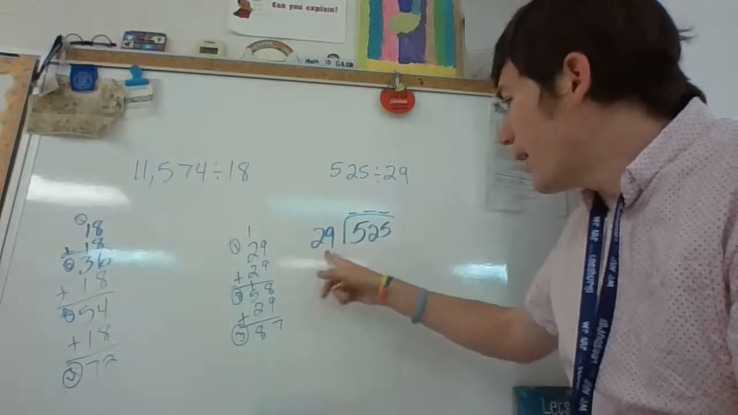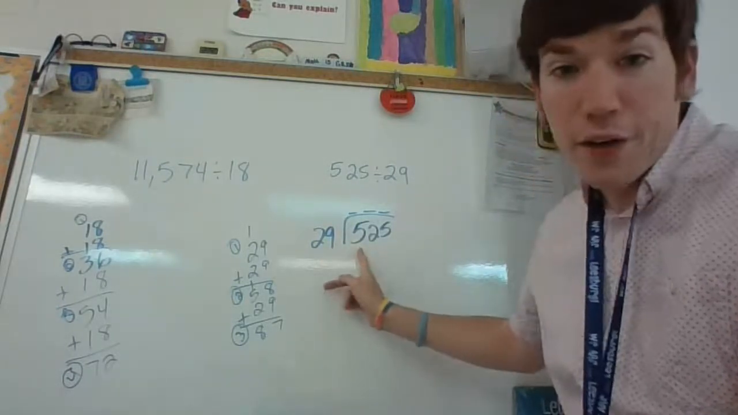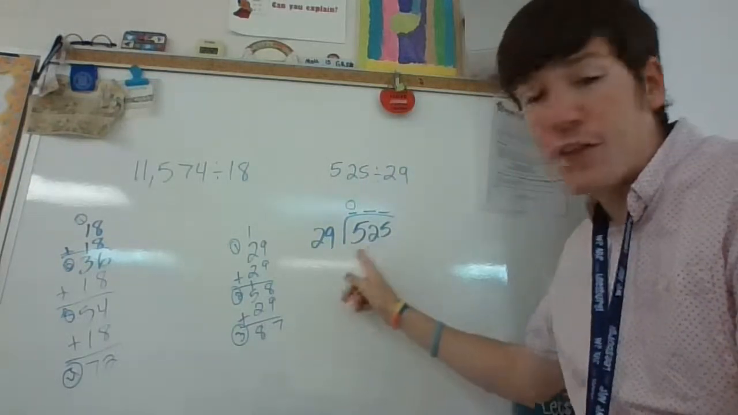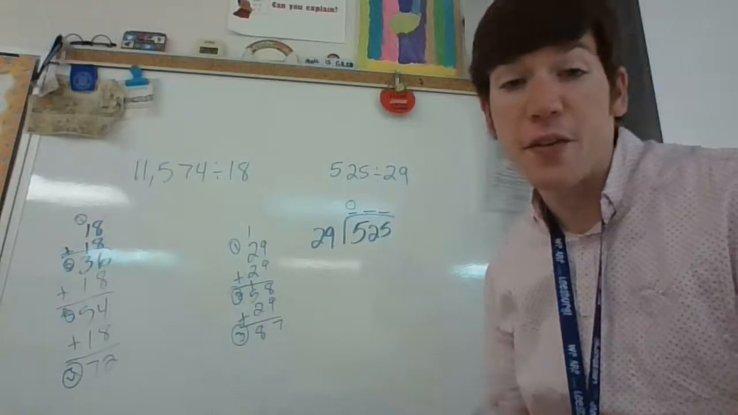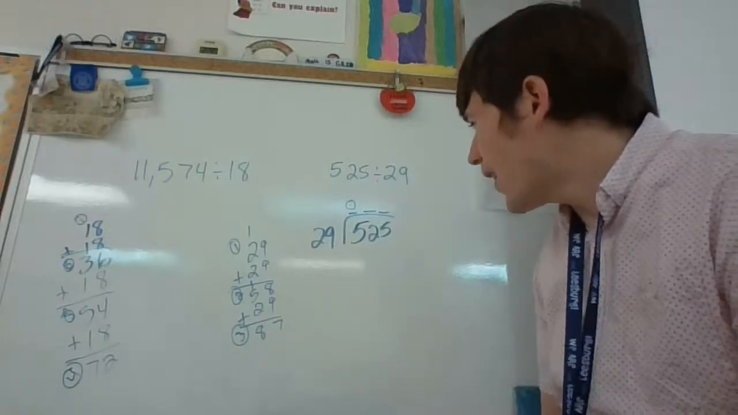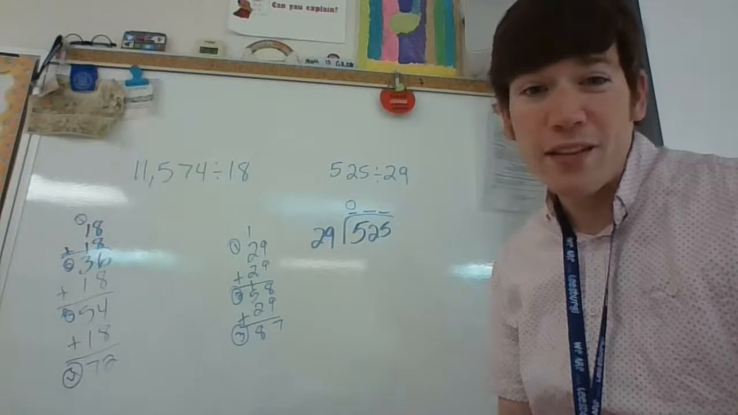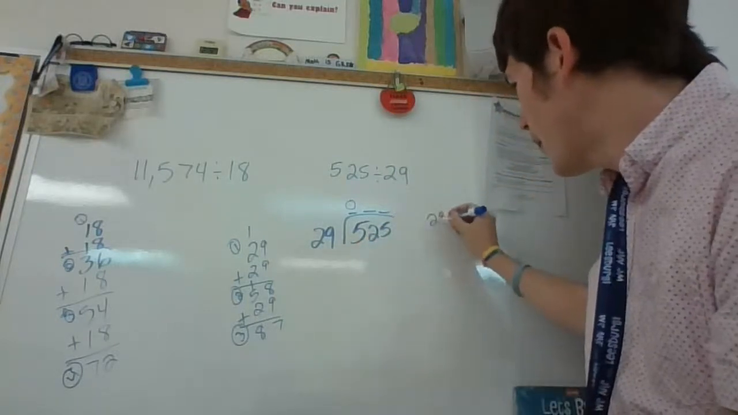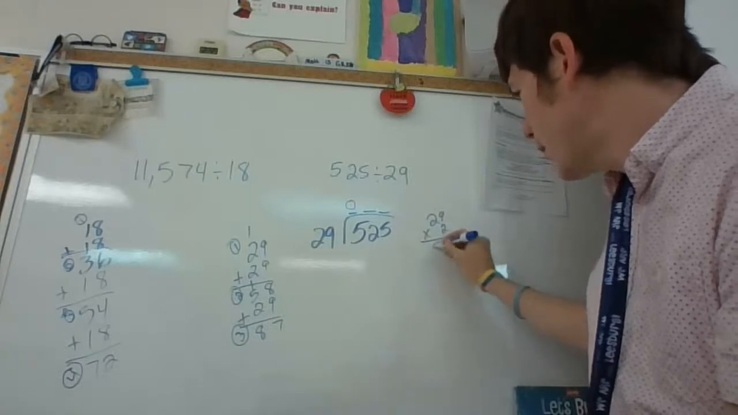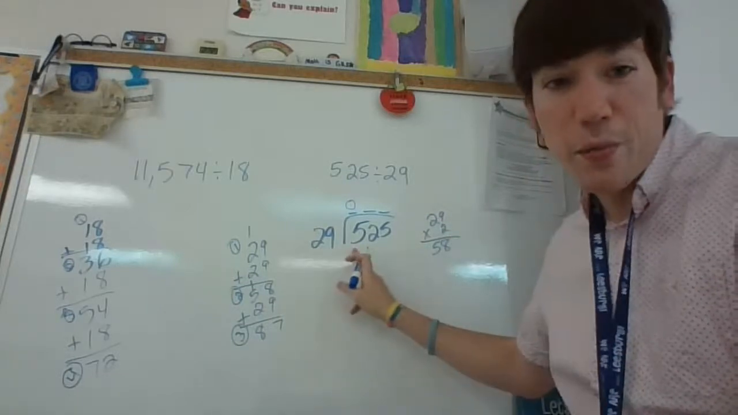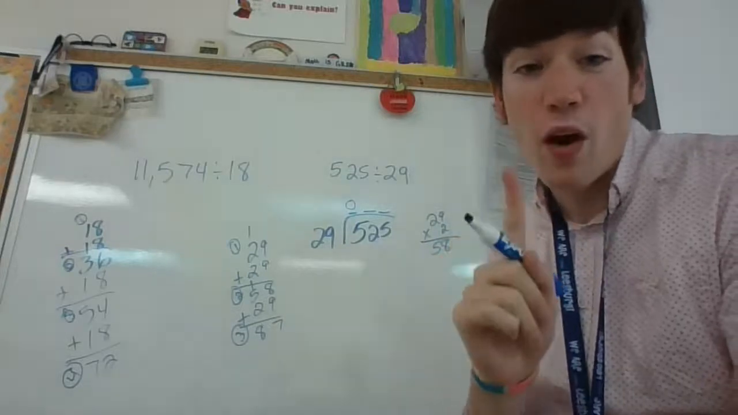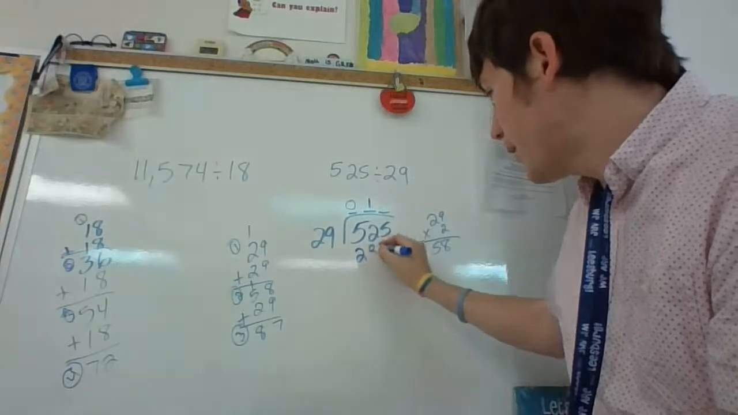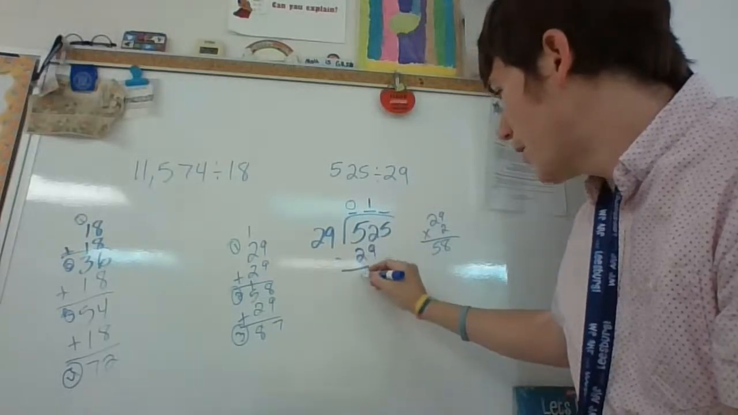So here I know that I have 29 and I have only 5 hundreds. So I don't have enough hundreds to split into every group. But I do have 52 tens. If I have 52 tens, that's enough to split into every group. If I'm counting by 30s, I would say 30, 60 would get me close to 52. I go to the side and do 29 times 2, which is 58, which is too big, which tells me I can only put 1 ten into each group. 1 ten into each group would be 29 tens, which would leave me with 23.